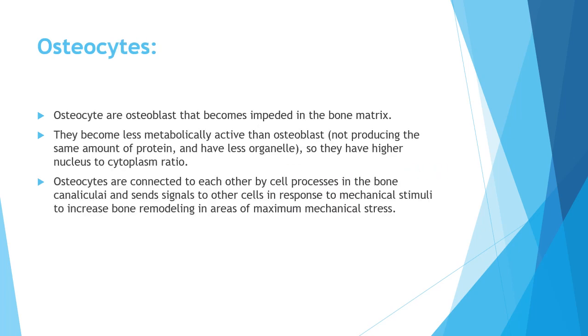So let's speak about the third cell, which is the osteocyte. First, it was the osteoclast from the hemopoietic lineage, then the osteoblast from mesenchymal stem cell, and the third one is the osteocyte.